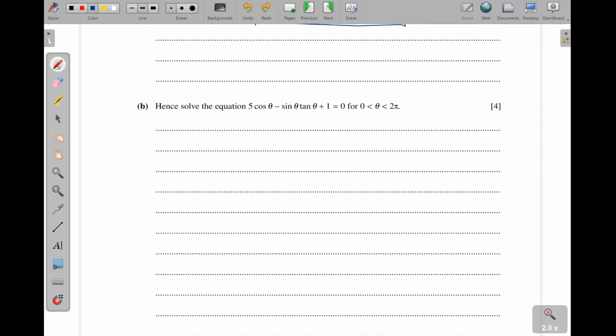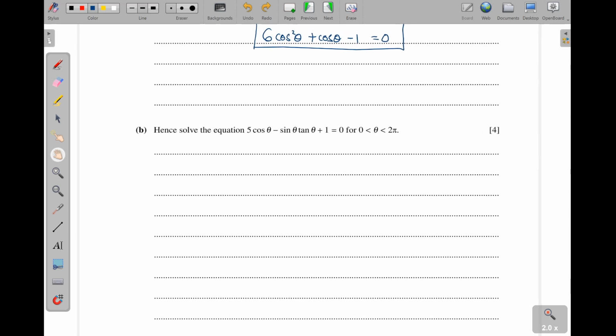Then part B, they are saying hence, meaning begin from where you have stopped, solve this equation here. And the domain that is given is in radians. That means our calculator must be in radians. So we have already got up here 6 cos squared of theta, then plus the cosine of theta minus 1, which is equal to 0. I can use the calculator straight away to solve this one here.